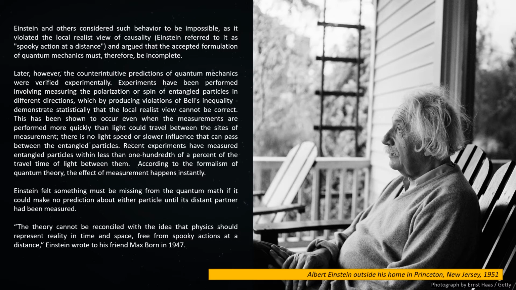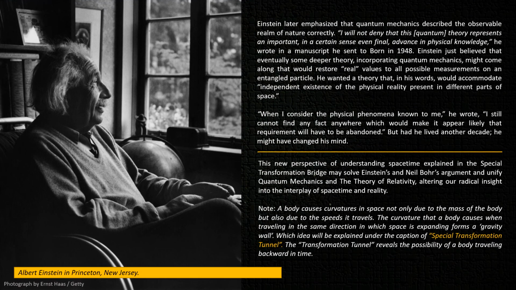The theory cannot be reconciled with the idea that physics should represent reality in time and space, free from spooky actions at a distance, Einstein wrote to his friend Max Born in 1947. Einstein later emphasized that quantum mechanics described the observable realm of nature correctly. I will not deny that this quantum theory represents an important, in a certain sense even final, advance in physical knowledge, he wrote in a manuscript he sent to Born in 1948.